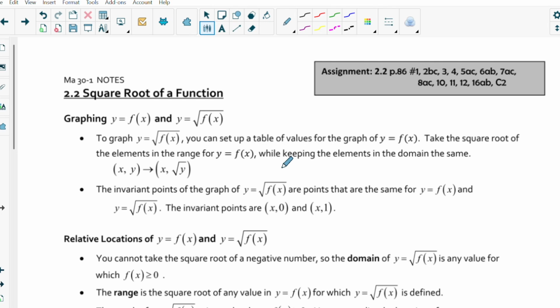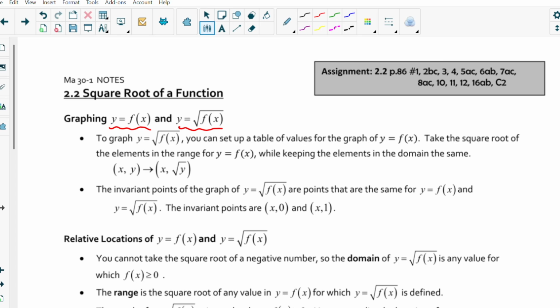Okay, 2.2, square root of a function. So let's take this a step further, thinking about square roots of a function. We will graph a regular old y equals f of x function, and then we take the square root of the function, and let's look at some of the patterns and the behaviors of what happens when we take the square root of a function.